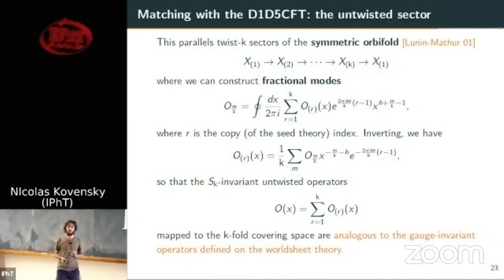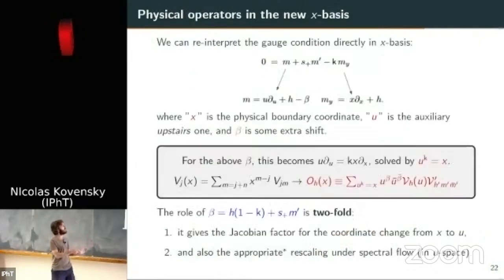Think about just light insertions in the untwisted sector. If I have operators built in the untwisted sector, I build them by just summing over the copies. But since I'm working in a k-twisted sector, I can construct the fractional modes of this operator, just as in the Lunin-Mathur papers. I can invert this formula, and for each copy construct the operator as a sum over the fractional modes with this power, with this phase here. Then when I sum over all the copies, I get exactly the sum over phases which I was showing on the slides.